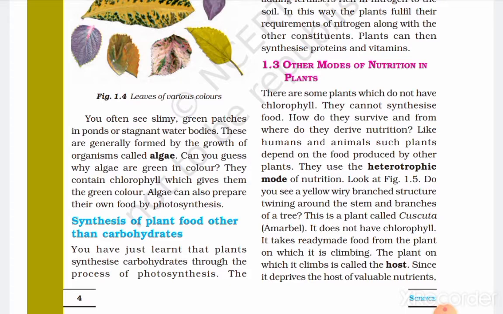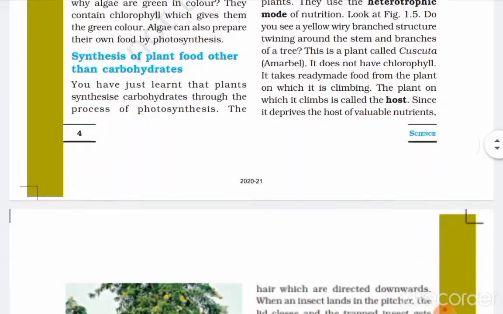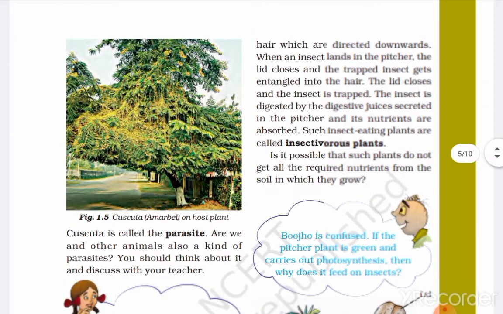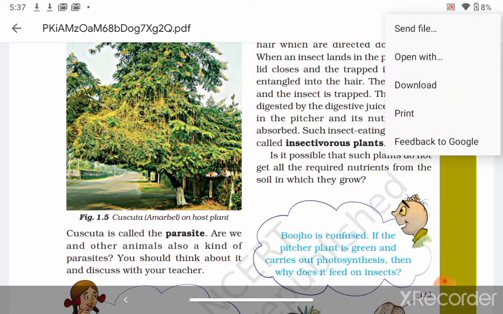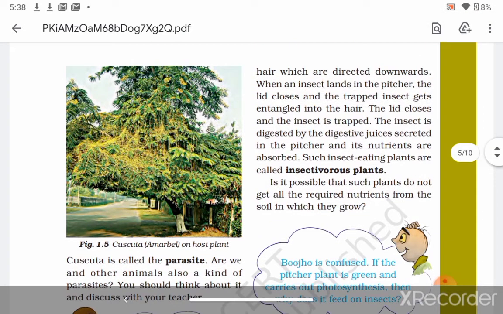Look at figure 1.5. Do you see a yellow wiry branch structure twining around the stem and branches of the tree? So yeah, you can see this picture. It may help you. This is the picture of a plant called cuscuta. You can see the yellow wiry thing. This is called the cuscuta. In Hindi, you can call it amarbel.